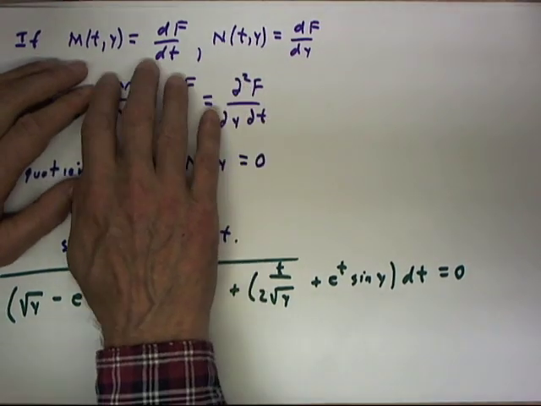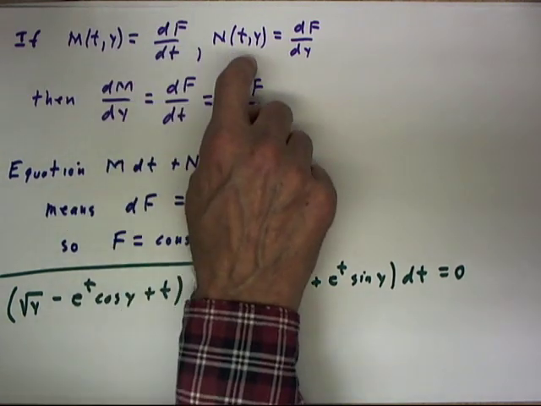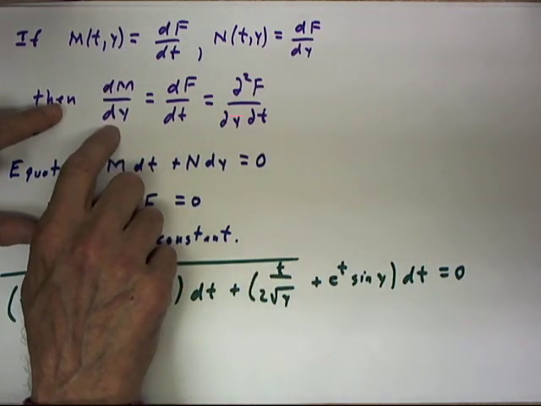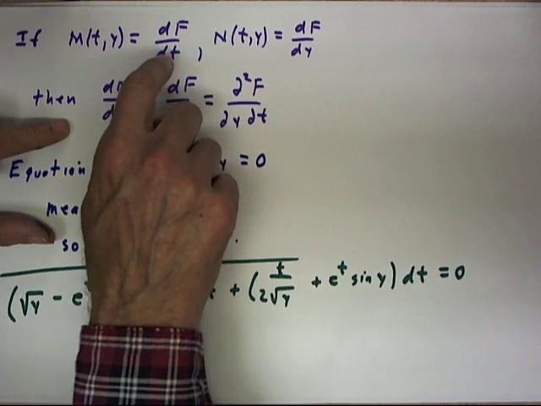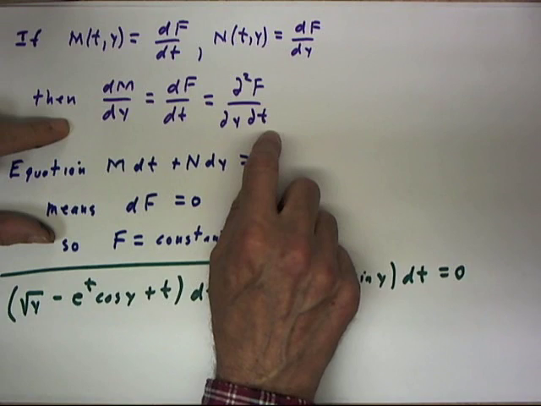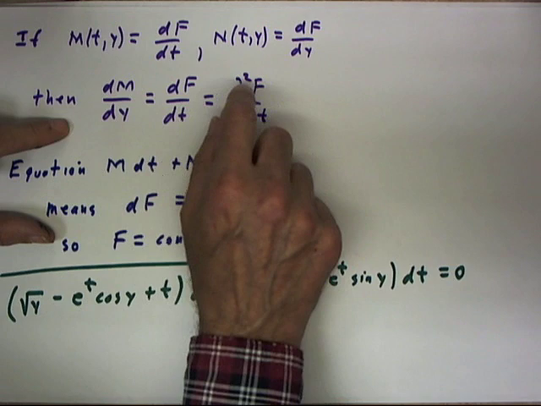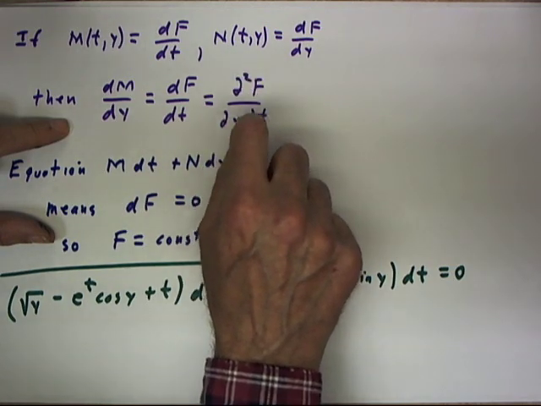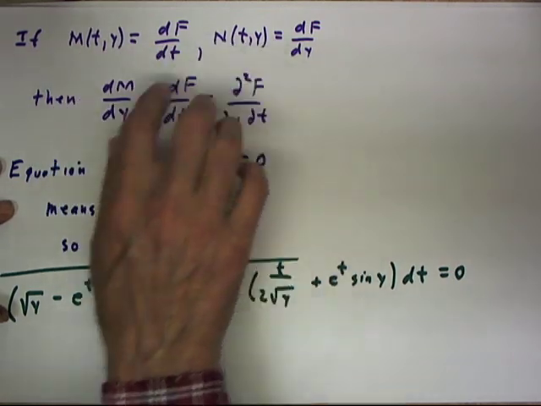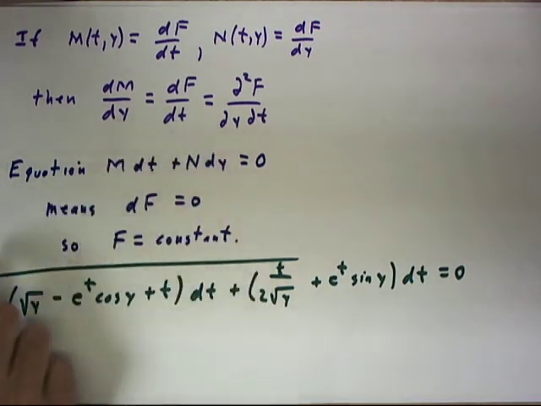In terms of what we've seen, this should make sense. If m of t equals df dt and n of t equals df dy, then dm dy is the derivative of df dt with respect to y, which is a second partial of f with respect to y and t. And df dy has a derivative with respect to t, which is the second partial of f with respect to y and t. They have to be equal. So whenever we have this condition that the y derivative of m is the t derivative of n.